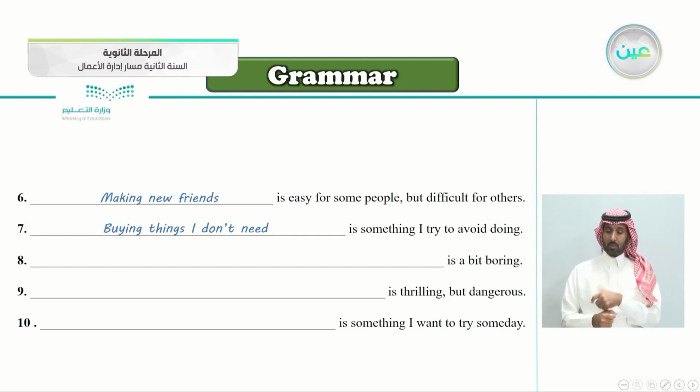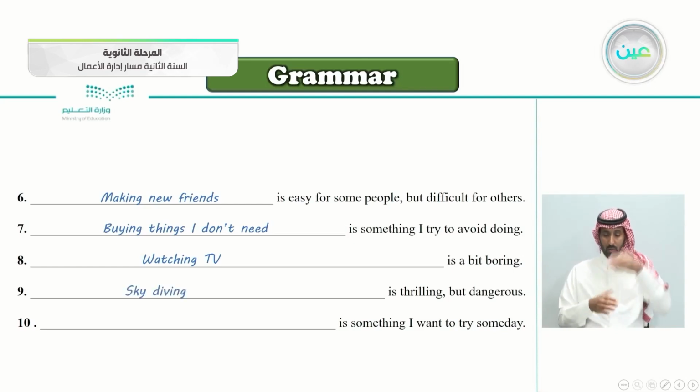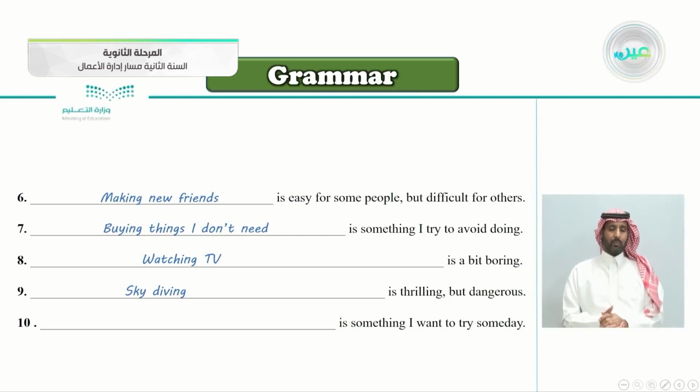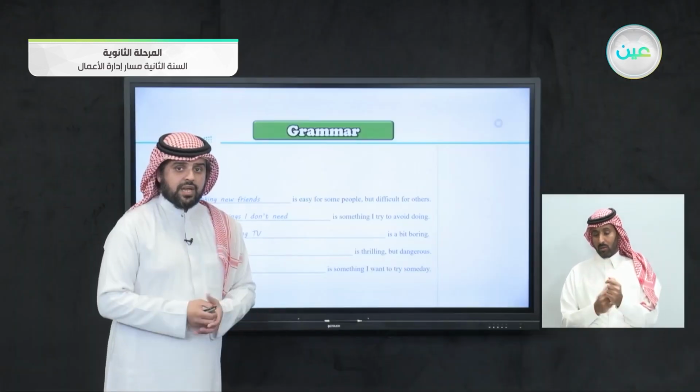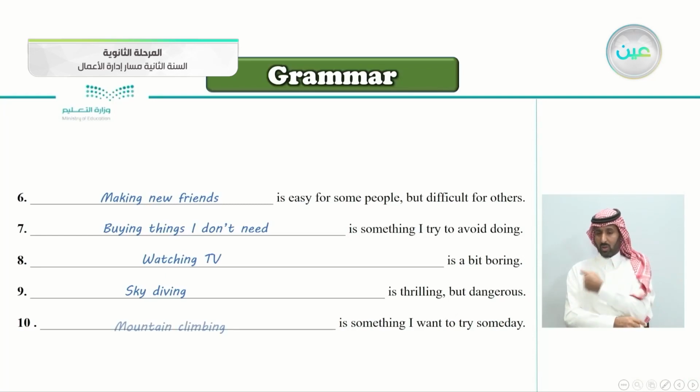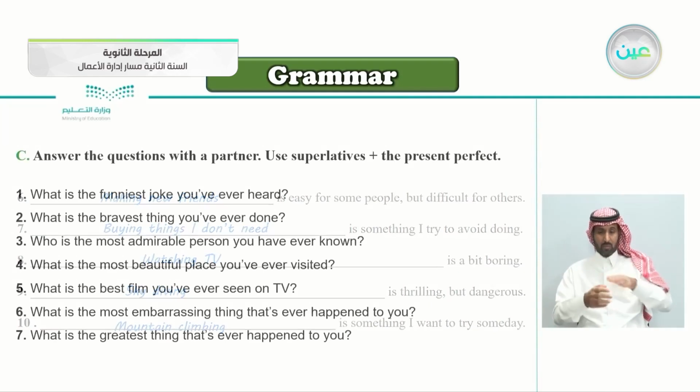Number 8 is a bit boring. What do you find boring? For example, watching TV, maybe late at night, is a bit boring if you watch TV all the time, of course. Number 9 is thrilling but dangerous. Thrilling but dangerous. For example, skydiving. Of course, it's very thrilling, but also it's dangerous. Number 10 is something I want to try someday. What is something that you've always wanted to try? For example, I have written mountain climbing is something that I want to try someday.